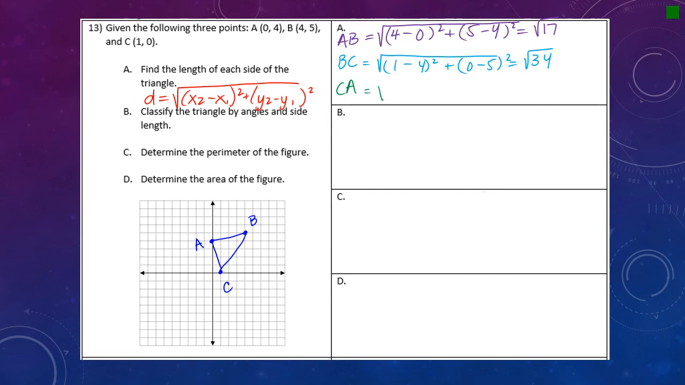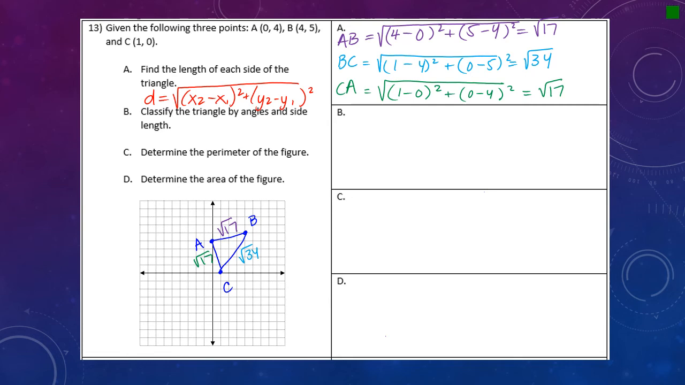And then my last side, CA, I would have 1 minus 0 for my first set of parentheses and 0 minus 4 for the second set of parentheses. And that comes out to be the square root of 17 also. So I'm going to go on my picture here and I'm going to label my 3 sides. So that was the square root of 17, BC is the square root of 34, and then AB was the square root of 17. All right, so we're done with part A.